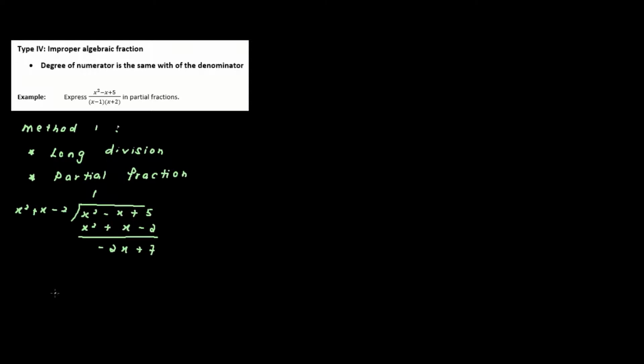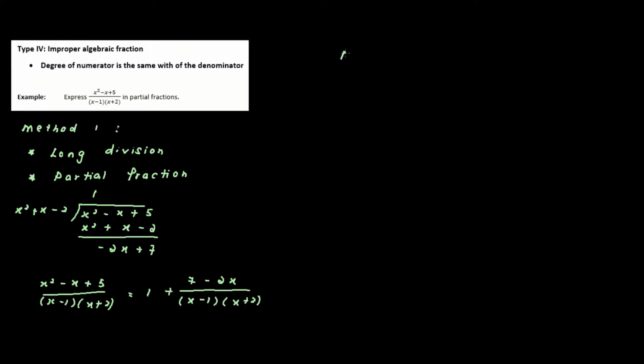Okay, so with this, then you can continue. So meaning that (x squared minus x plus 5) divided by (x minus 1)(x plus 2) equals... So remember the quotient, you just write the quotient and then plus your remainder. So you're left with (7 minus 2x) divided by (x minus 1)(x plus 2). So you just continue with normal partial fractions for this part. So this is like method 1.